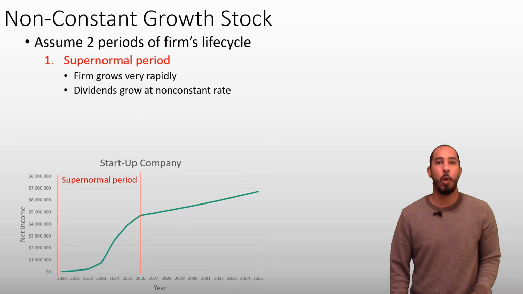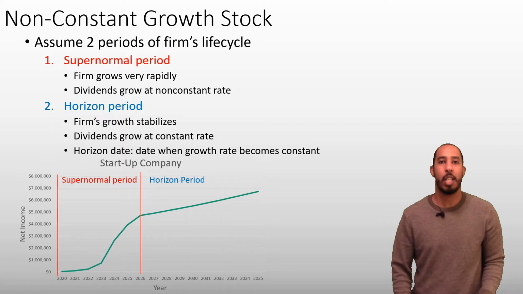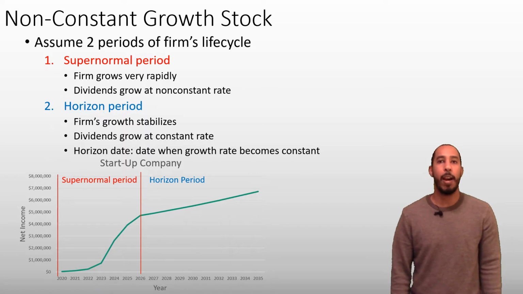The next part we'll call the horizon period. In this area of the company's life, its growth stabilizes. It doesn't gain new customers as extensively as the early periods. Maybe the industry has new entrants, so it's much more competitive. In this part, growth stabilizes, and similarly, the growth rate of dividends becomes stable. We can define the start of this period as the horizon date. This is a date in which the growth rate of dividends becomes constant.